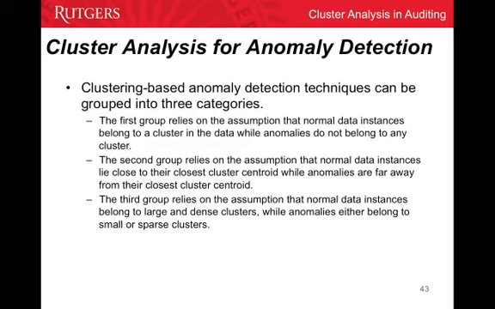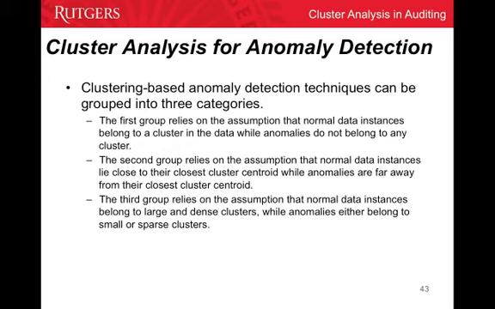any cluster as anomalous. While the second group relies on the assumption that normal data instances lie close to their closest cluster centroid, while anomalies are far away from their closest cluster centroid. The techniques in this group basically involve two steps. Firstly, grouping data into clusters, and secondly, calculating distances from cluster centroids to identify anomaly scores.